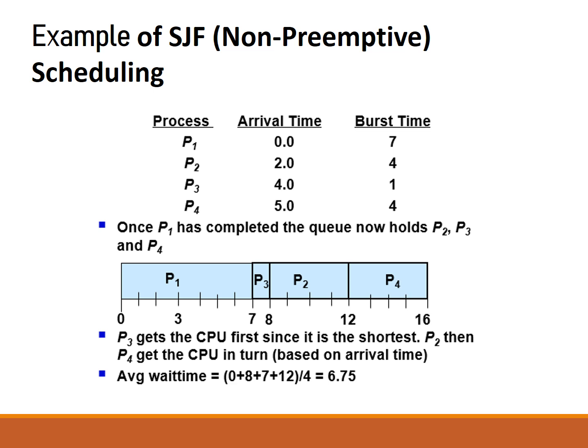In SJF, non-preemptive, the process with the shortest burst time is scheduled first. Gantt chart: P1, P3, P2, P4. Final times: average waiting time, 4 ms. Average turnaround time, 8 ms.